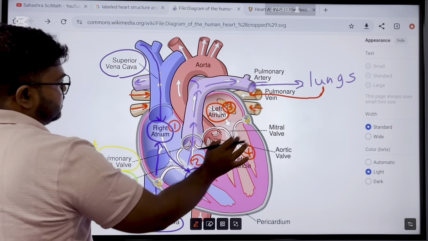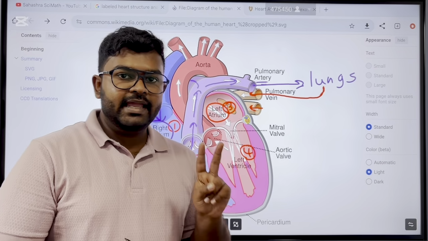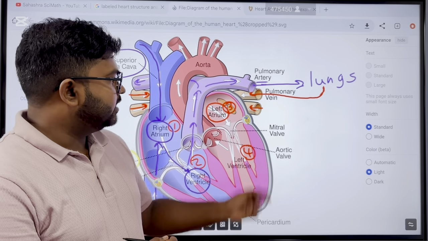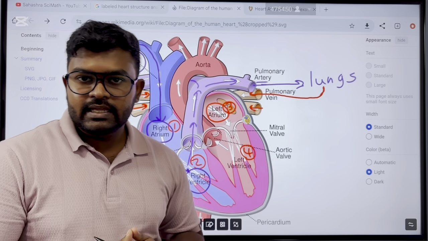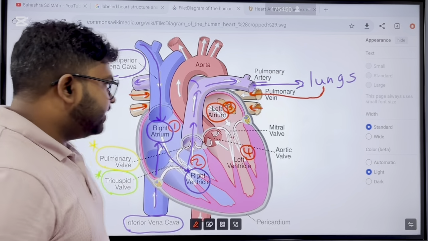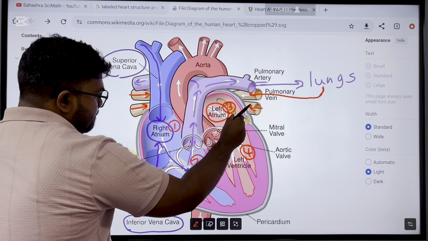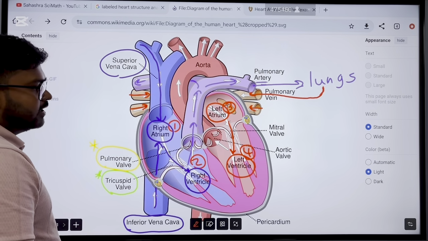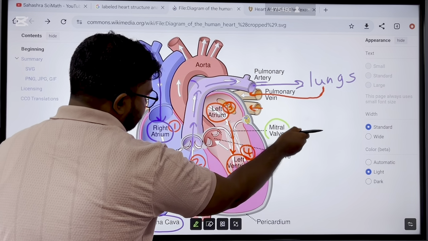Here there are 2 branches. Actually in the pulmonary vein there are 2 main branches. Then those 2 branches divide into 2 branches each and enter into the left atrium. Then what happens? When the left atrium contracts, this oxygenated blood passes into the left ventricle through the mitral valve.